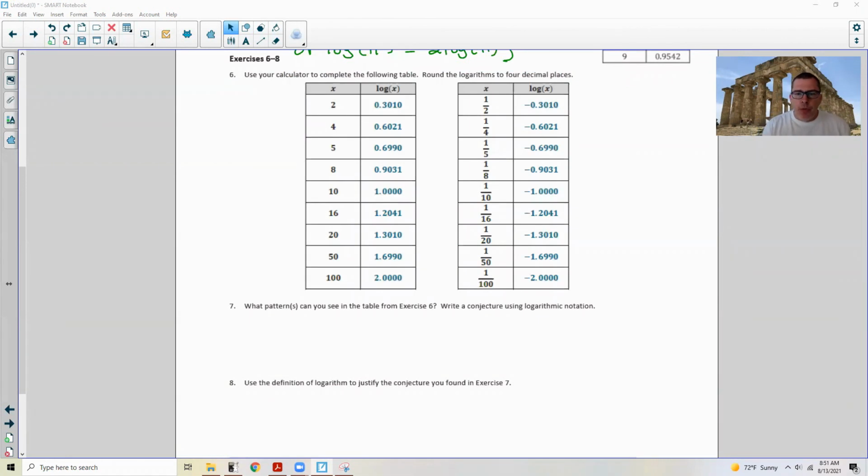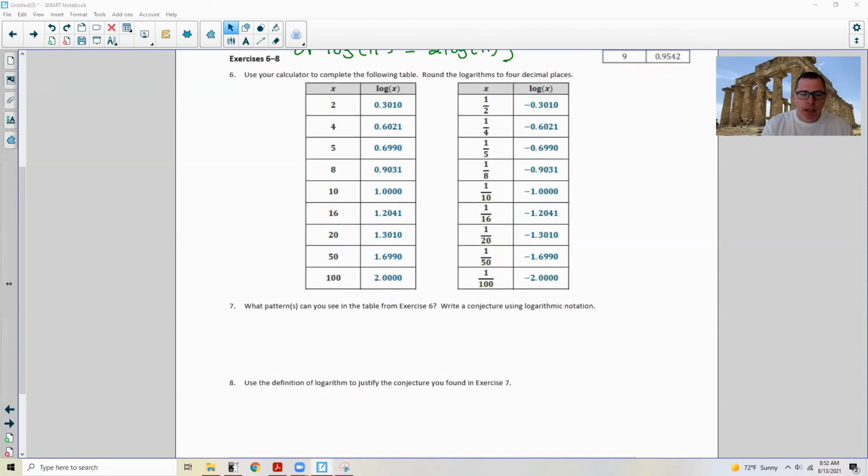Okay, so here is what you should have gotten when you put that in the calculator. And notice what's going on there. Log of 2, 0.3010. Log of the reciprocal, 1/2, just negates the answer you got in your calculator. Go down to log 20, 1.3010. 1 over 20, negative 1.3010, and so on and so on.